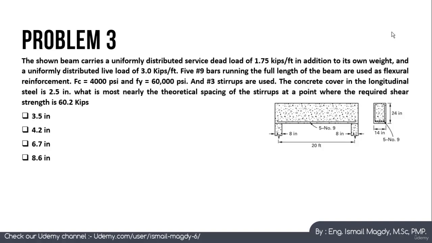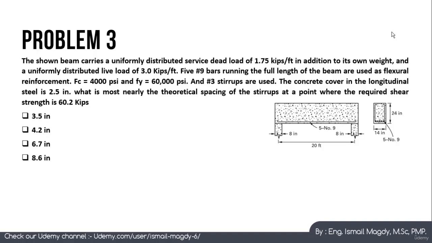So let's check this exam problem. We have this shown beam. It is said here in the problem that it carries a uniformly distributed load of 1.75 kips per foot. This is the surface dead load in addition to its own weight, and a uniformly distributed live load of 3 kips per foot. 5 number 9 bars running the full length of the beam are used as flexure reinforcement.